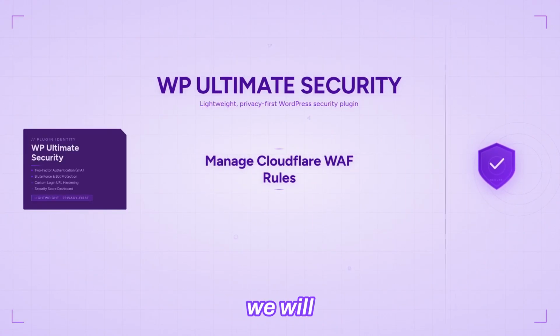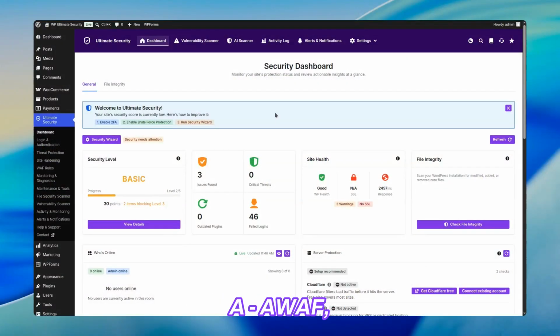In this video, we will show you how to configure Cloudflare WAF rules using Ultimate Security. A WAF, or Web Application Firewall, acts as a protective shield for your website. Implementing Cloudflare's Web Application Firewall rules through Ultimate Security adds a strong layer of protection to your site by blocking malicious traffic from reaching your server.